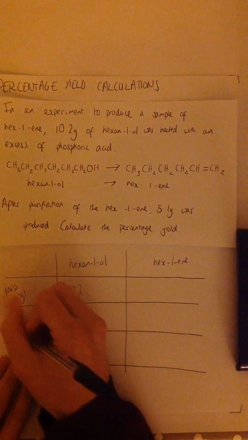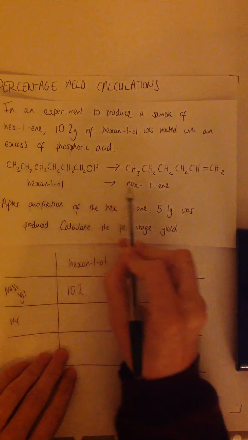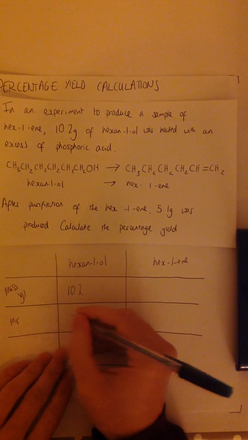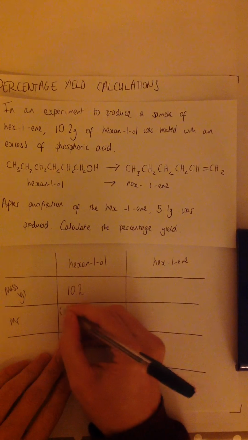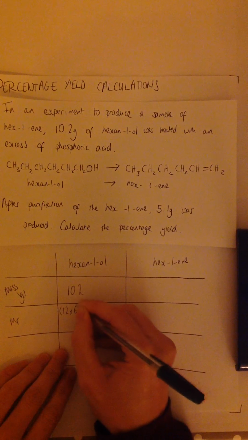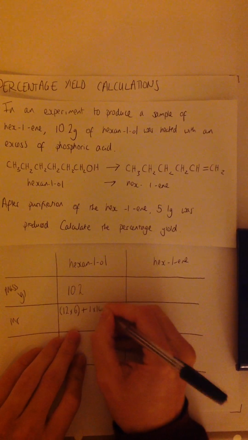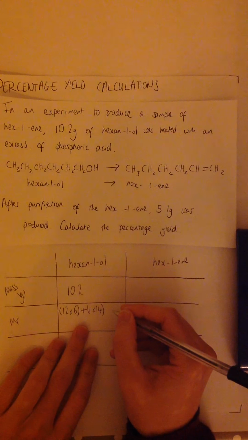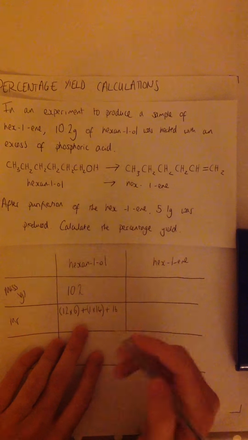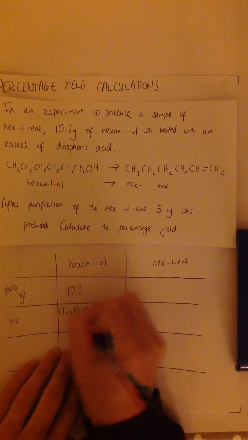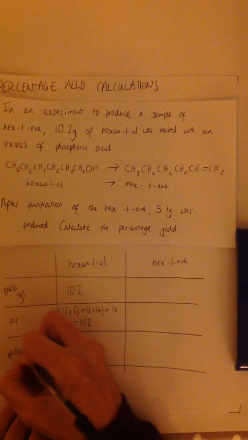Then we can add in the MR value for hexanol. If I look at this formula here, I see that we have 6 carbons, and if we look at carbon in the periodic table, we know that it has an atomic mass number of 12. So I do 12 multiplied by 6 plus 1 multiplied by 14. 1 is the atomic mass number of the hydrogen, and we have 14 of them, and then plus 16 for our 1 oxygen. This gives us 102.